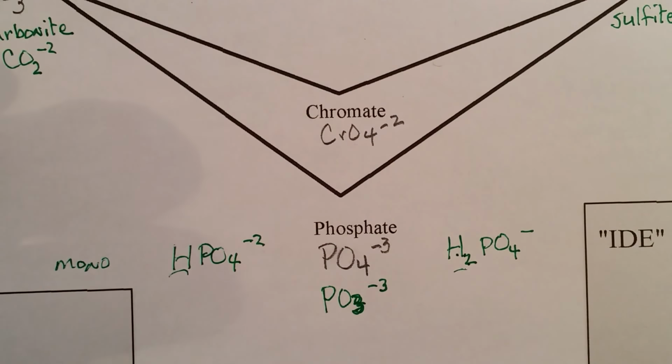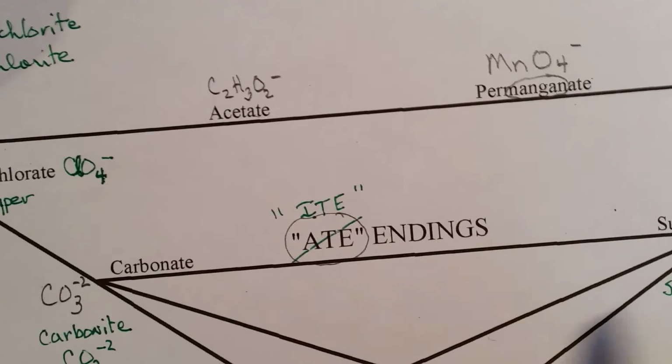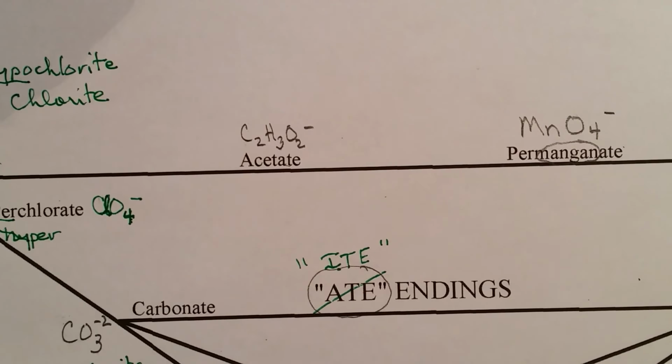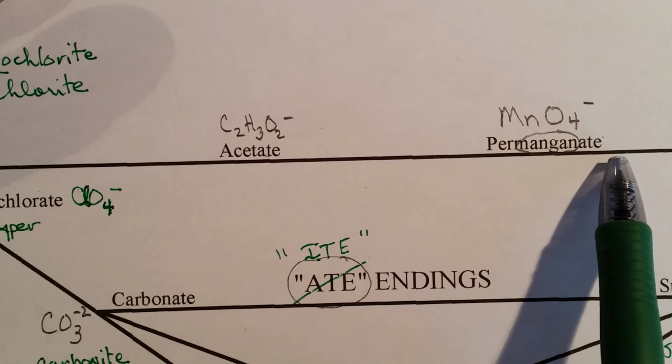I believe that covers all of your hydrogens that can be added. Why can't we have hydrogens up here? If we add a hydrogen to this, then it's no longer an ion. They would balance out to be a neutral compound.